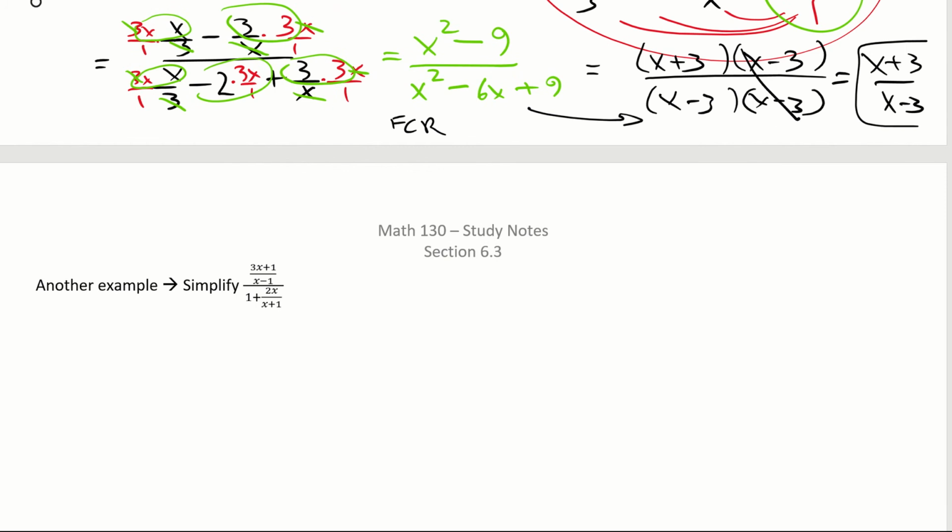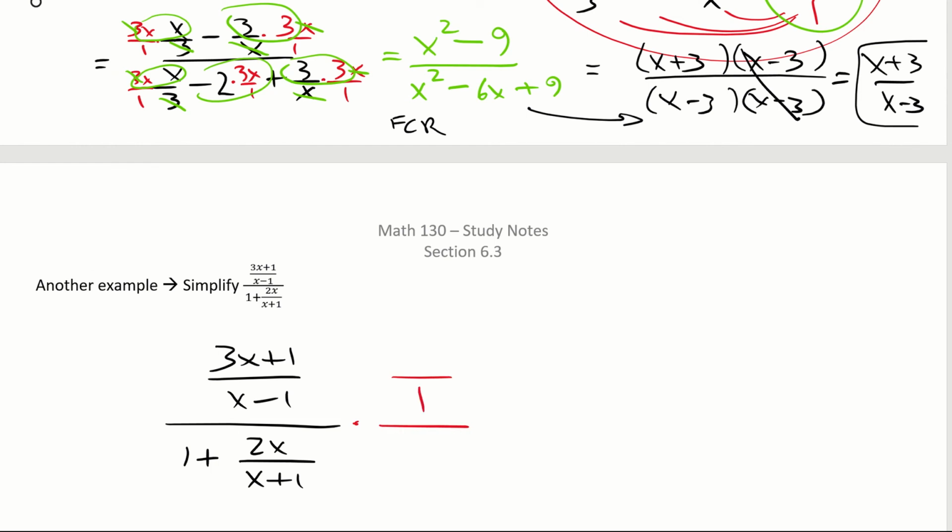One more for fun. This is a lot like maybe one of your show your works. Let me write it bigger. We're going to simplify 3x plus 1 all over x minus 1 and over, see how complicated it is? 1 plus 2x over x plus 1. Okay, we are going to figure out what we need to multiply by to make things cancel. Take a quick look at this, or a long look if you want. See this denominator here? I need to cancel him.